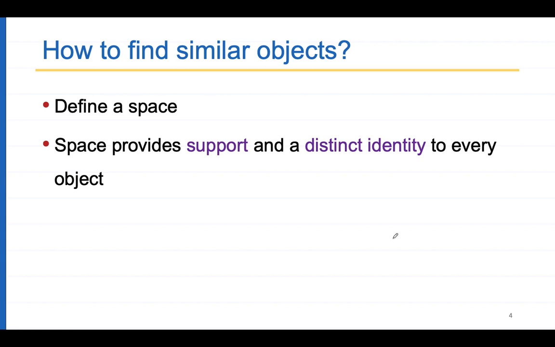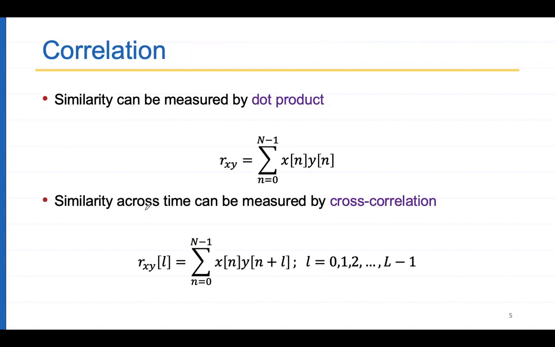Now, okay, let's go back to the basics. How do we find out the similarity or the self-similarity? First, we have to define a space. Space is that which provides support and distinct identity to every object. Let us look at some measures of this similarity. One measure could be a dot product, right? You have a vector x, and if you do x transpose x, this is a large value, but if I want to compare, let's say, x1 with x2, then this will give me a similarity measure, right? The similarity is measured by dot product.